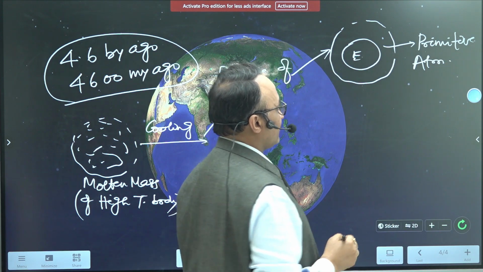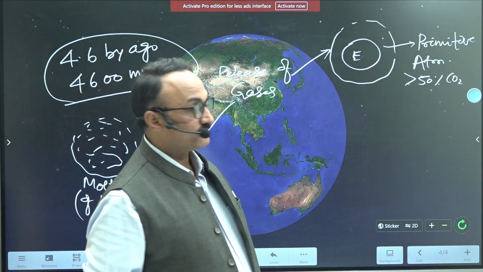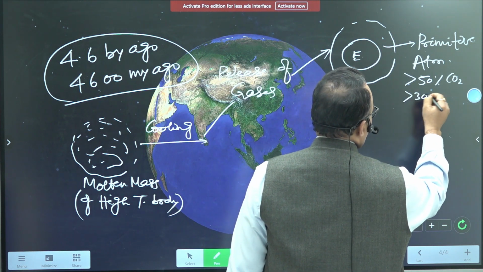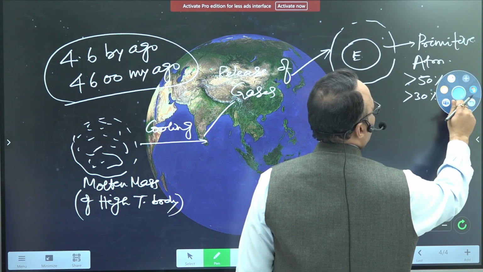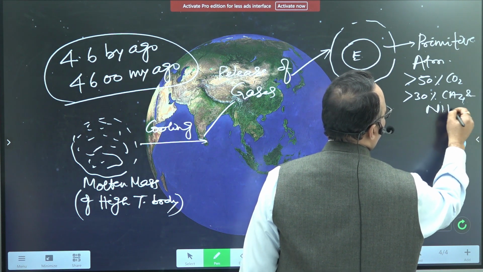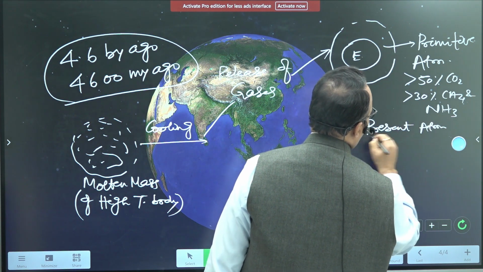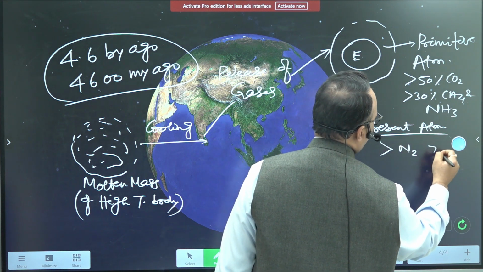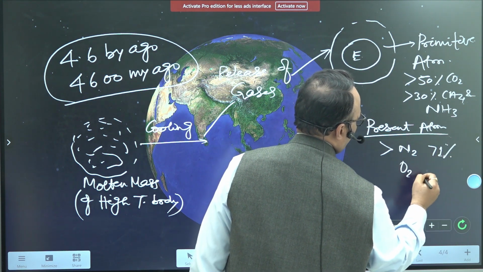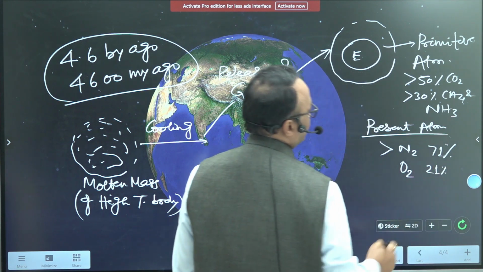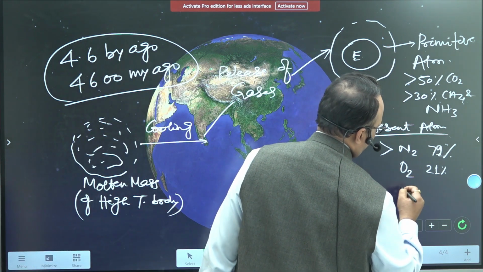This primitive atmosphere had a predominance of more than 50% CO2, which is a greenhouse gas. There was more than 30% ammonia, CH4 and NH3. The present atmosphere has a predominance of nitrogen, around 71%, and oxygen, around 21%. So it is 79% nitrogen, and miscellaneous gases are there.